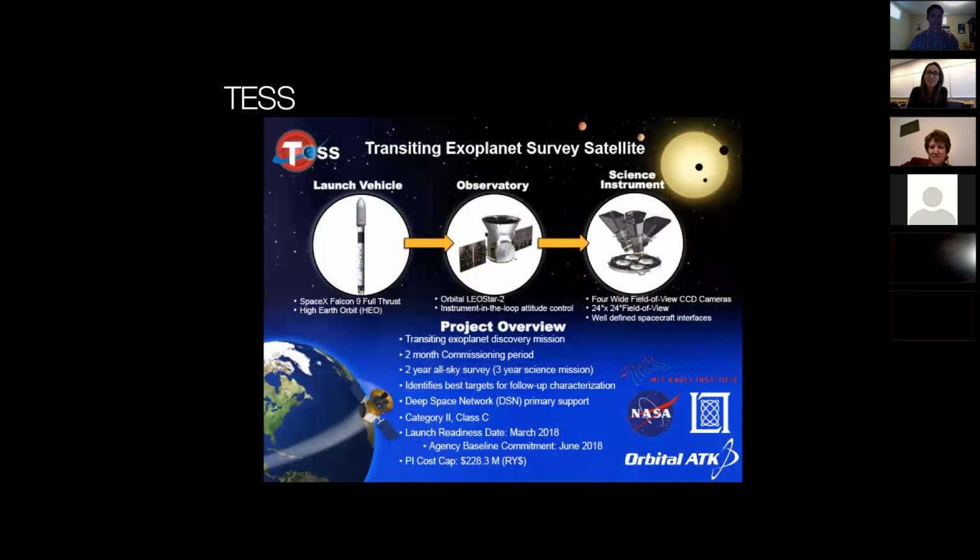TESS is the Transiting Exoplanet Survey Satellite. It can stare at really, really bright stars for a much longer time and help us identify a lot of the things that we couldn't originally do. Both of these are incredibly cool instruments.